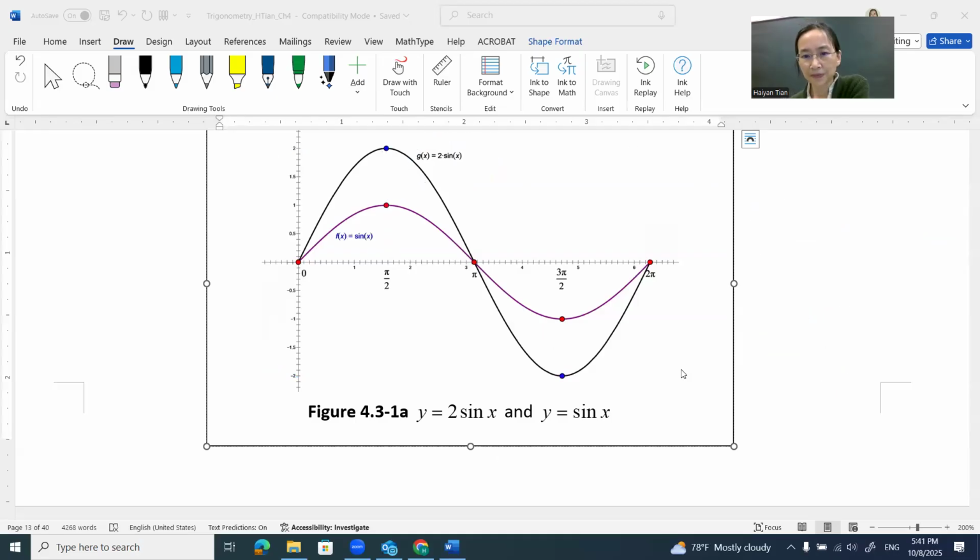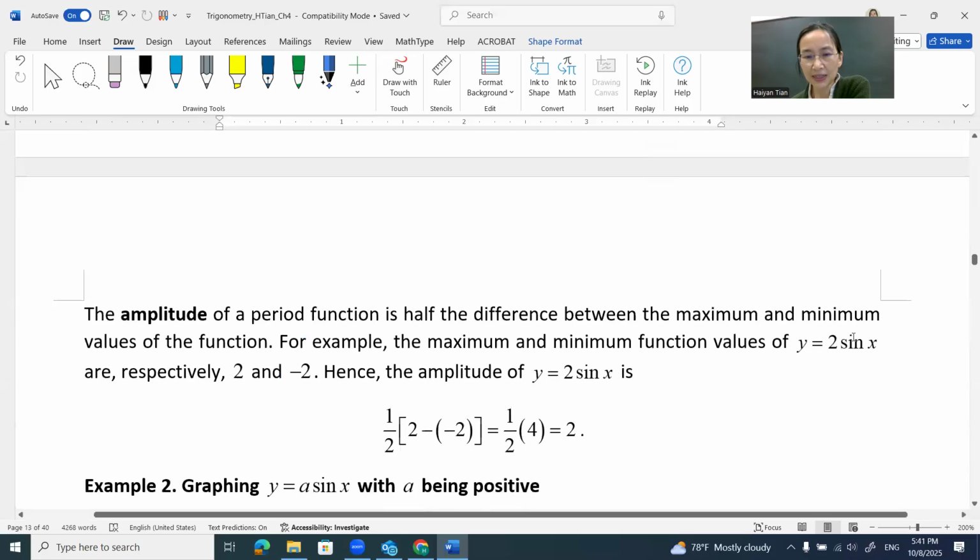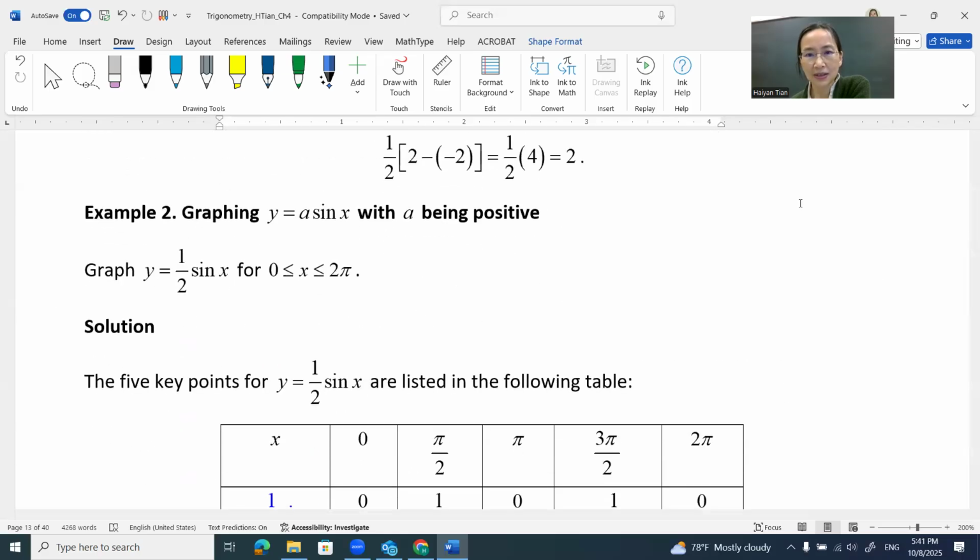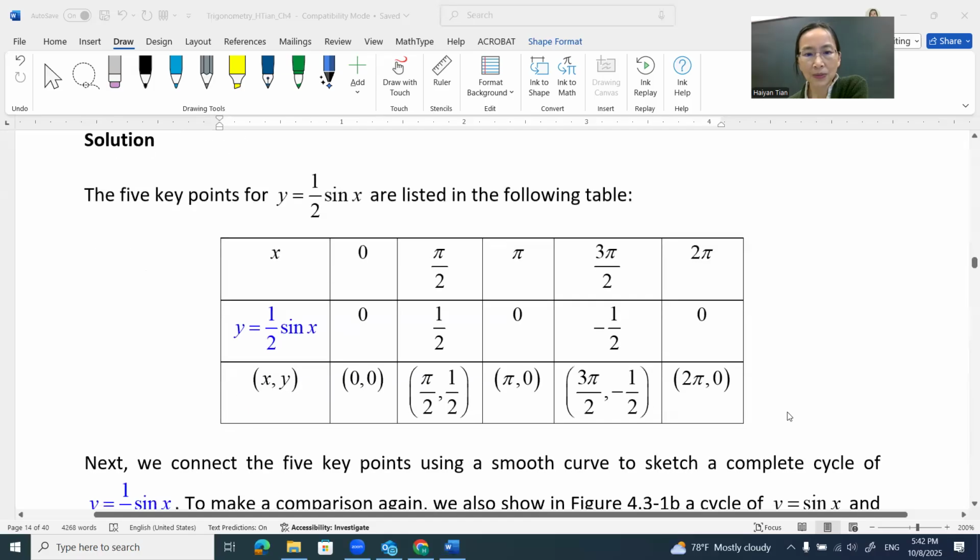Okay, now we have seen that. Let's look at another function. This is the same form, just a different number. Suppose the value of a is half, instead of 2. Then what would be the picture of this function? When it's half, let's still draw one period of the function. So 5 key points. What are they?